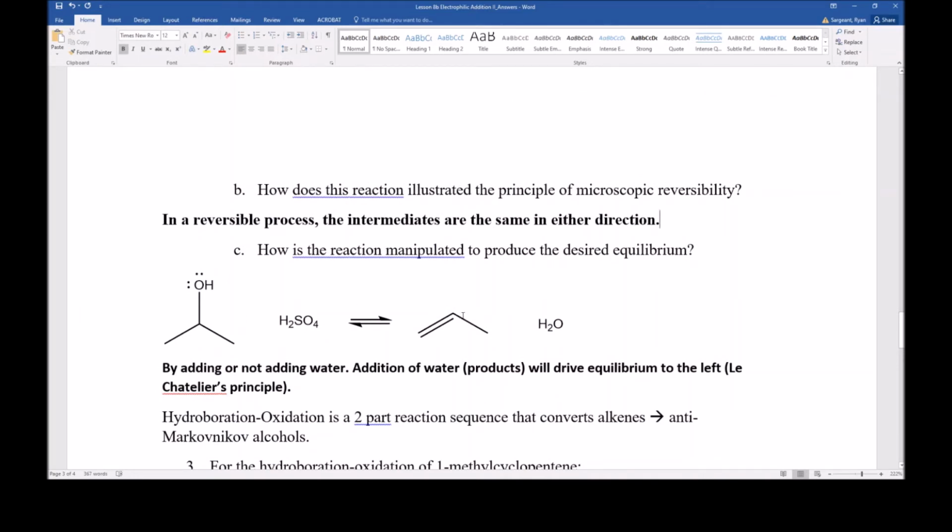So left to right, where we took an alcohol and added it to sulfuric acid, this is what we did in the DUI table. Right to left is where you're adding water in the presence of sulfuric acid to an alkene to generate the Markovnikov alcohol. That's what we're doing today. And water here is the easiest thing to manipulate. Le Chatelier's principle tells us that if we add water to the system, it's going to push the equilibrium to the left. If we don't add water or remove water from the system, that'll push the equilibrium to the right.